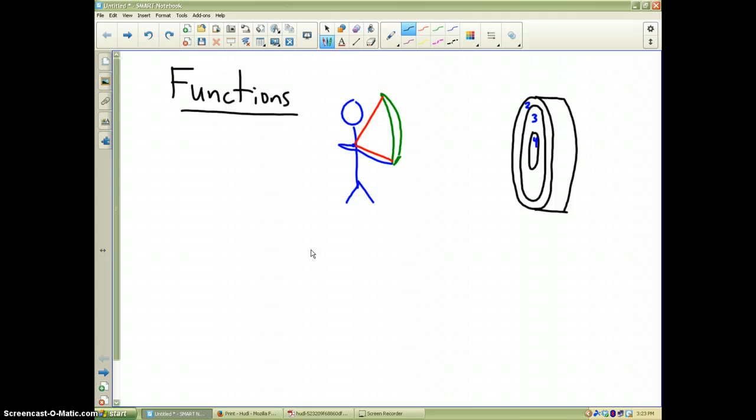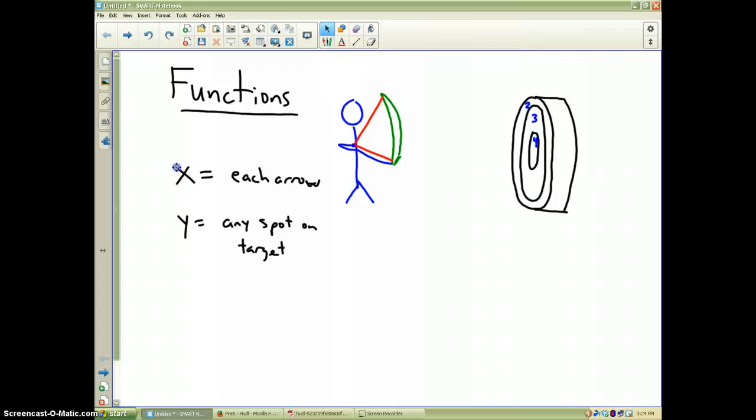let's talk about the arrows the archer shoots. And I want you to relate each individual arrow as being a different value or number for x. And I would like you to think of y as any spot on the target. So keep in mind that x stands for each arrow and y stands for any spot on the target.